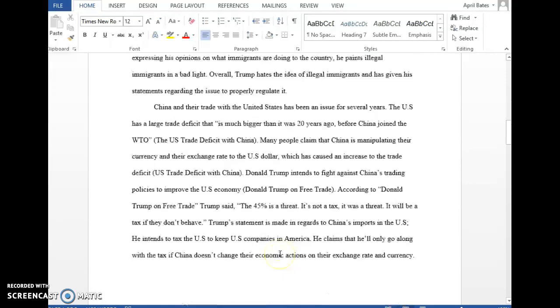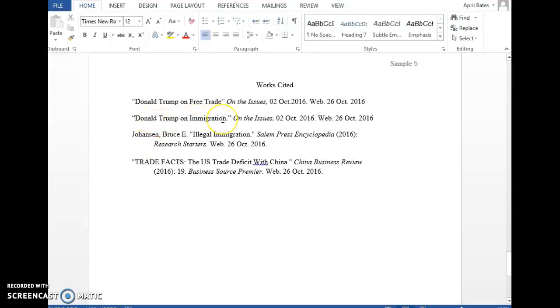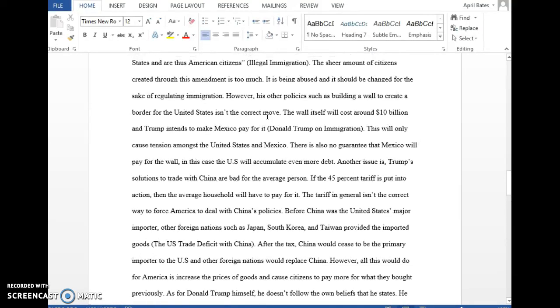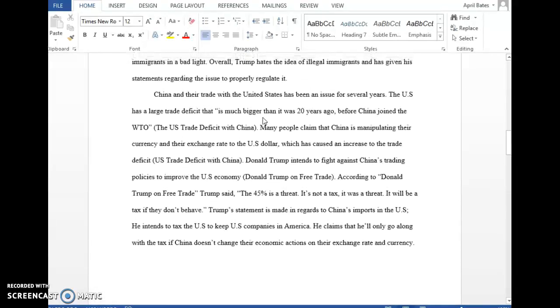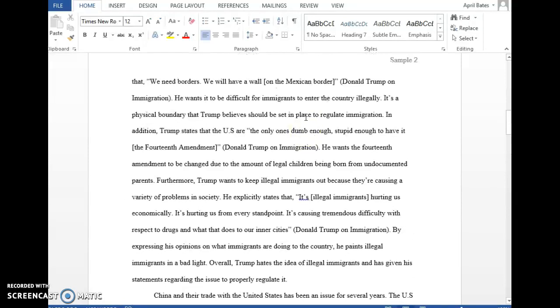And so notice Donald Trump on immigration. I can go down to the works cited, and there is Donald Trump on immigration. Okay. Now, one little correction here is that because this is the title of the article, it should also have quotes around it, but that's a little thing. All right. Let me find that. There it is. Donald Trump on immigration.